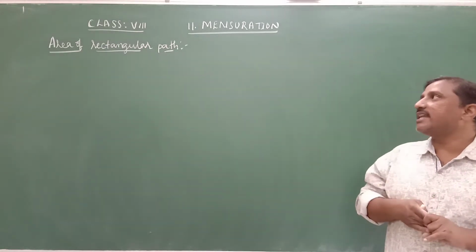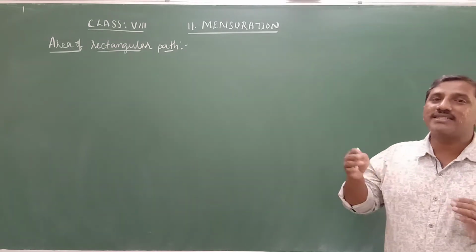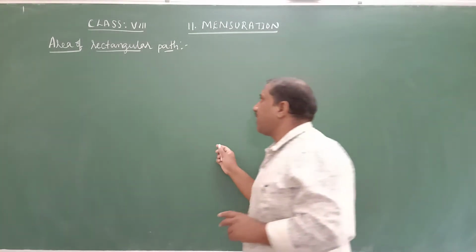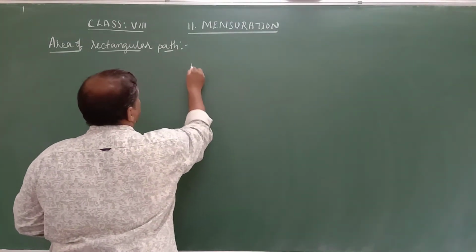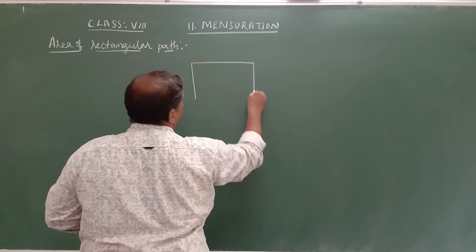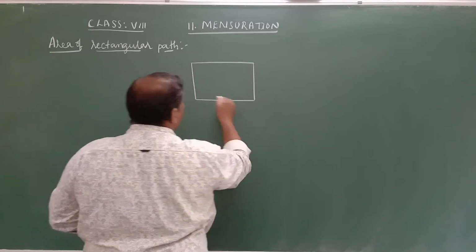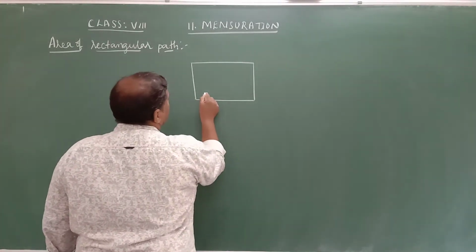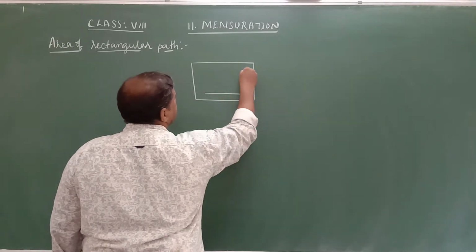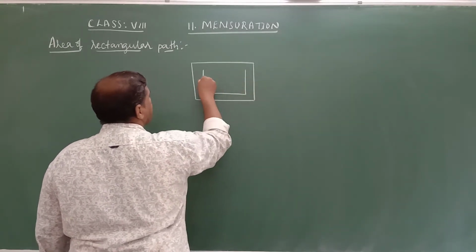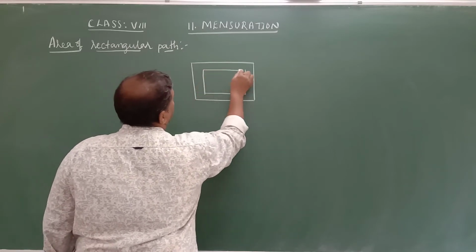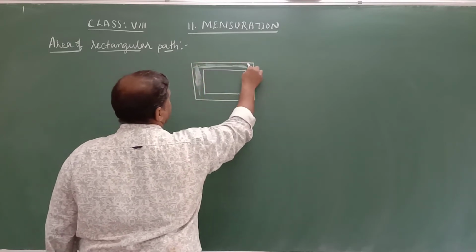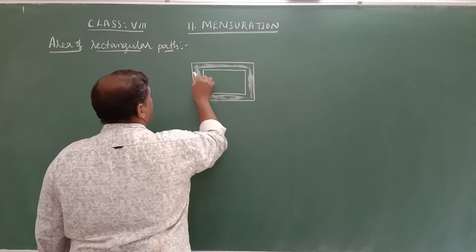Now first we will discuss the area of a rectangular path. What is a rectangular path? Suppose you have a rectangular garden, for example, this is a rectangular garden. Around this rectangular garden we have a width of 5 meters or 10 meters, depending upon the measurements. So one path is there, in the shape of the rectangular garden. That's why we call this the rectangular path.